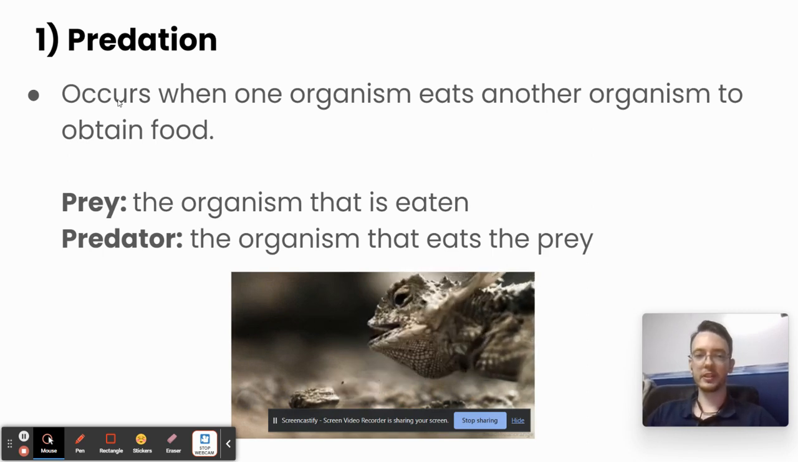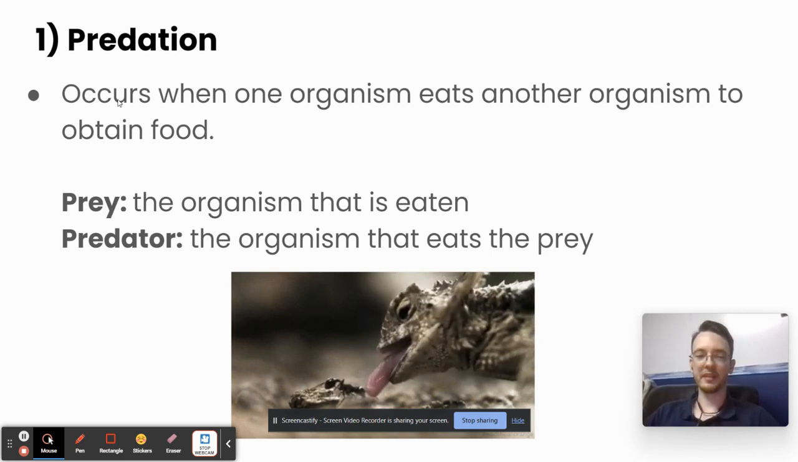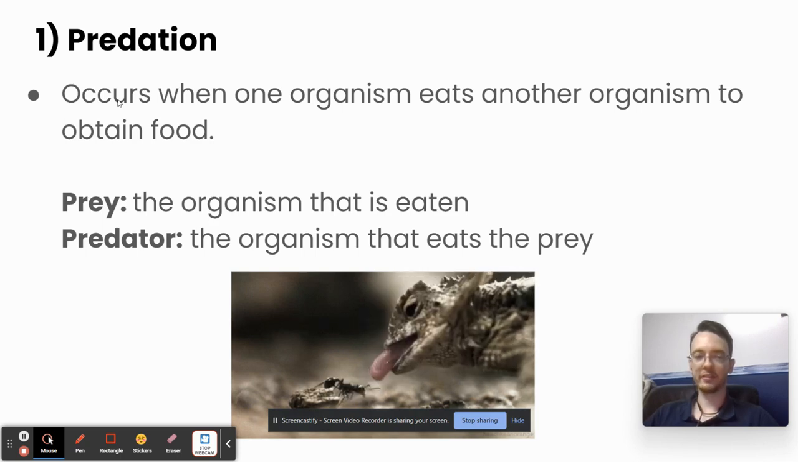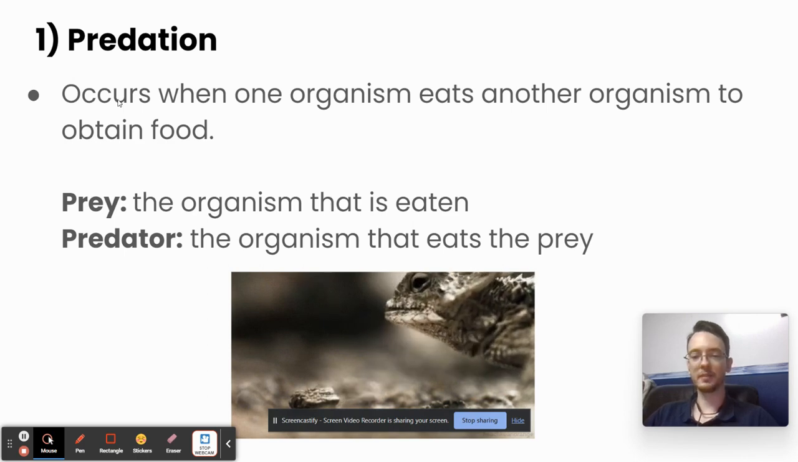So predation occurs when one organism eats another to obtain food. So, just to clarify the terms, prey refers to an organism that is eaten, and predator refers to the organism that eats the prey.